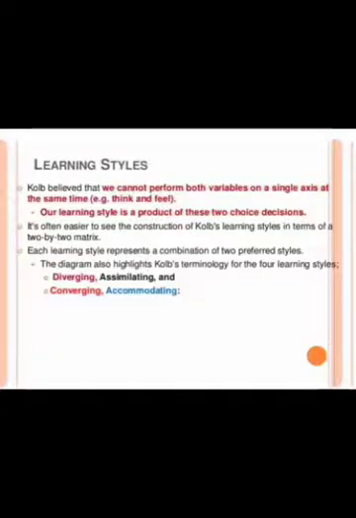Learning styles. Kolb believes that we cannot perform both variables on a single axis at the same time, for example, think and feel. Our learning style is a product of these two choice decisions. It's often easier to see the construction of Kolb's learning styles in terms of a 2 by 2 matrix. Each learning style represents a combination of two preferred styles. The diagram also highlights Kolb's terminology for the four learning styles: diverging, assimilating, converging, and accommodating.